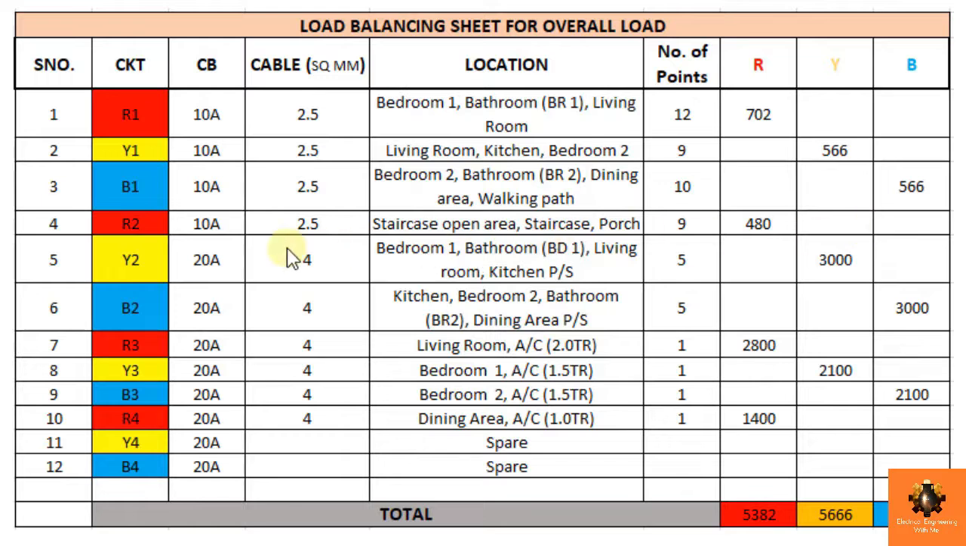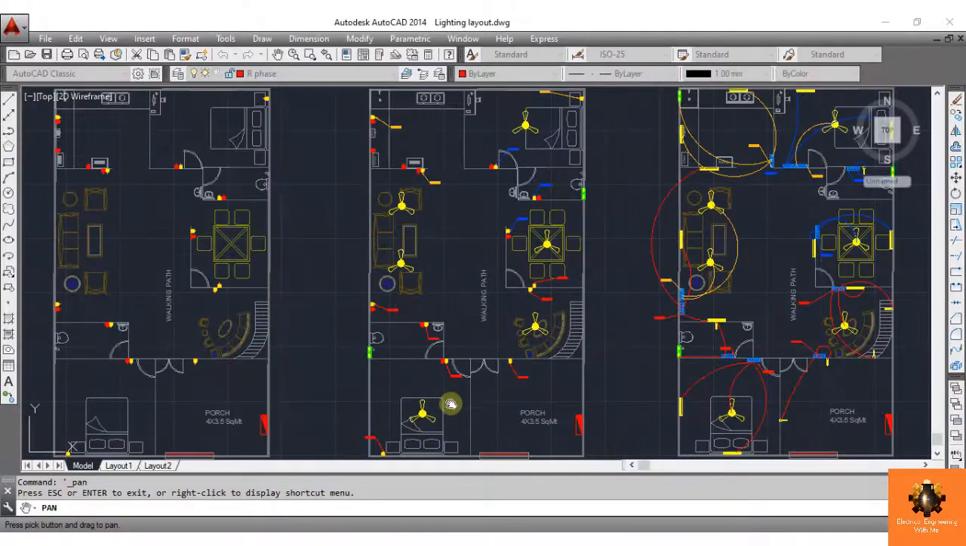Now come to the Y2 circuit, in which a total of 5 power outlets are connected. These 5 outlets are of bedroom 1, bathroom, living room and kitchen. See in this plan, one power socket of the bedroom, one of the bathroom, two of the living room and one of the kitchen are for the Y2 circuit breaker. Okay, so write the name.